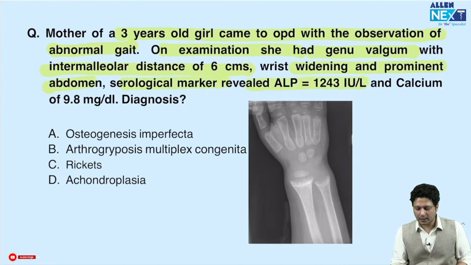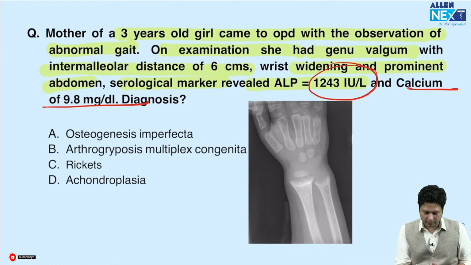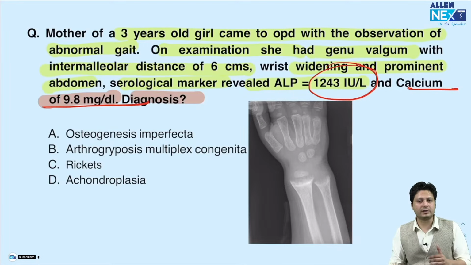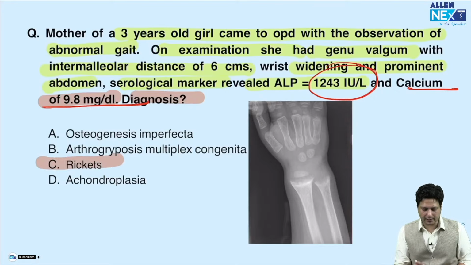Serological markers revealed alkaline phosphatase is increased, and the calcium concentration is kept normal, that is 9.8 milligram per deciliter. What is the diagnosis the patient is suffering from? So the answer is straightforward. The answer for that question is clearly rickets.